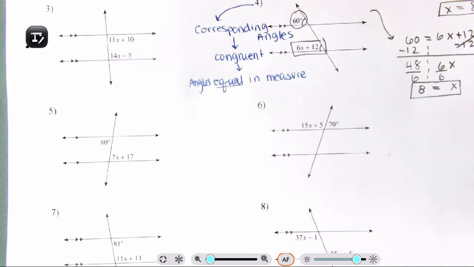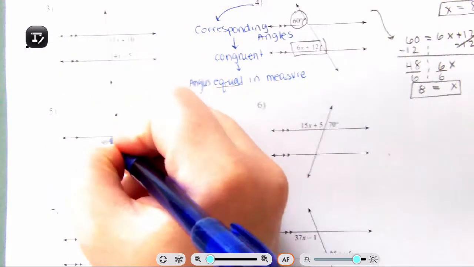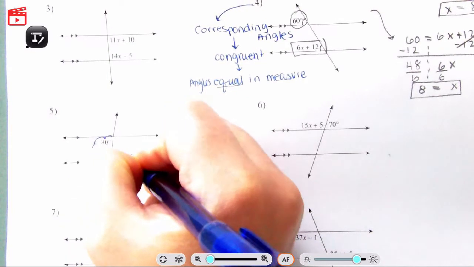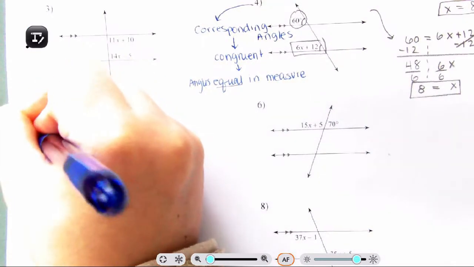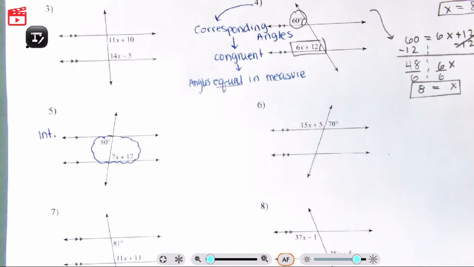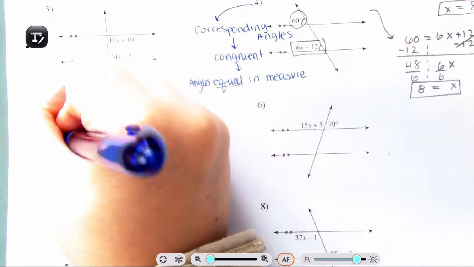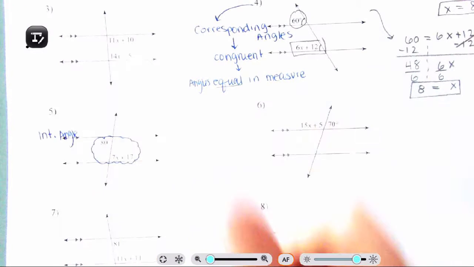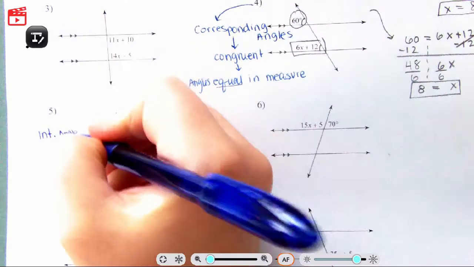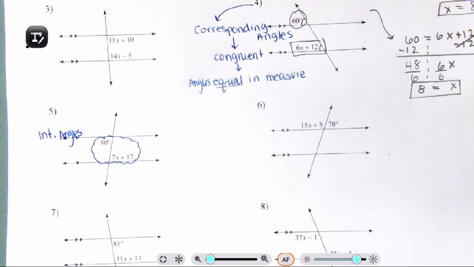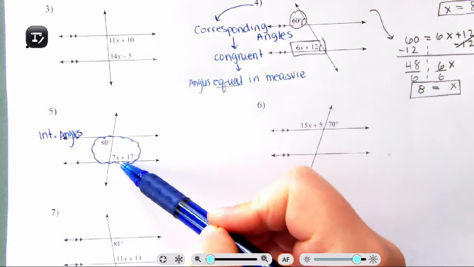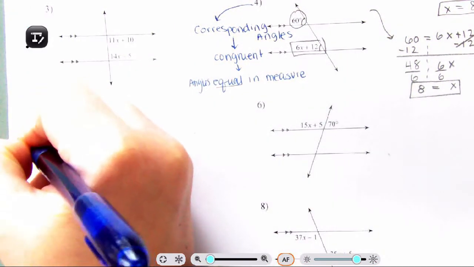Number 5, what do we have? I have angles that are both on the inside of my bubble. So I know I have interior angles. I'm going to write that here, abbreviated, interior. And so now I need to figure out, are they on the same side of the transversal? Are they on the same side inside, or are they opposite? And it looks like they are opposite each other. So that means I have alternate.